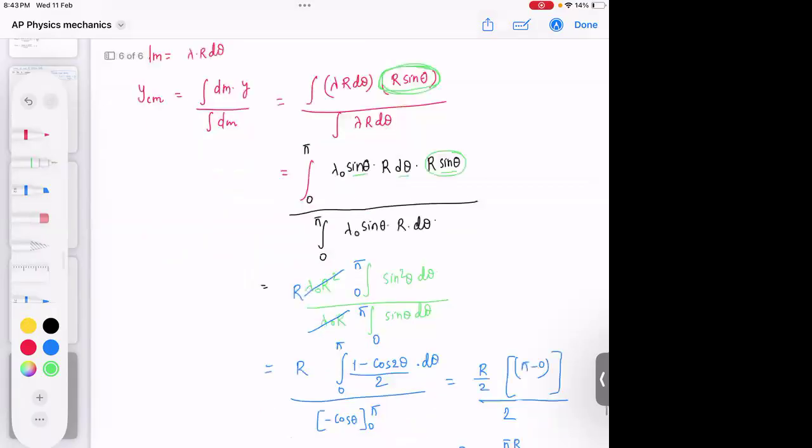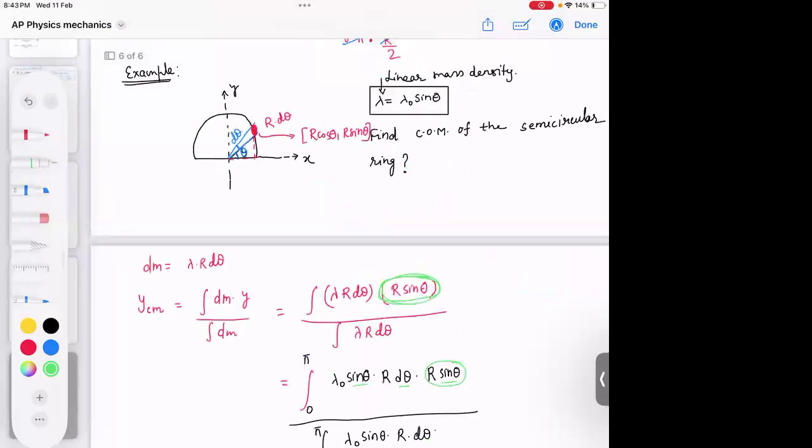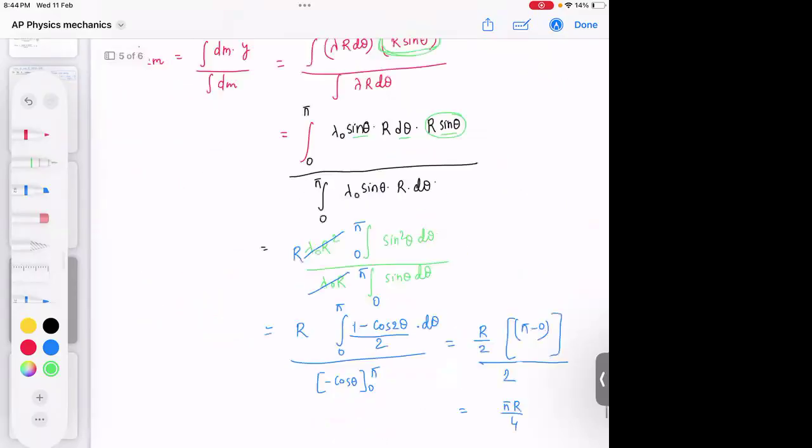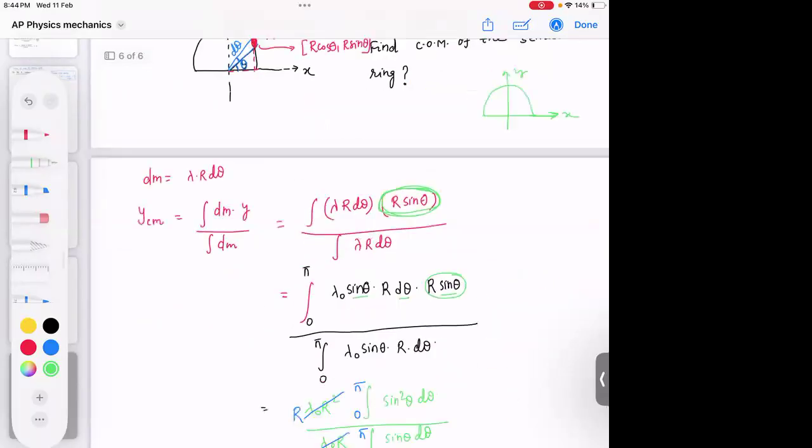So that's why here also, if they ask me the question, what is the center of mass? I will say the center of mass will lie on which direction? Will it lie on the x-axis or y-axis? It will lie on the y-axis. At what distance from the center? From the center, it will be pi r by 4. This is actually the center of mass of this object.